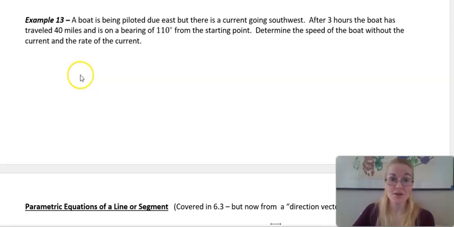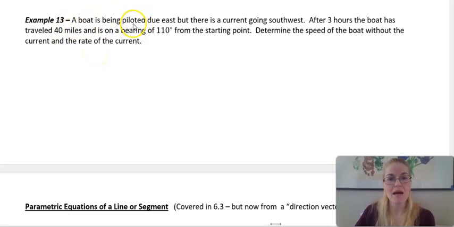And this is our last video on our 6.1 class notes on vectors. So we've got one more example that has to do with velocity vectors, but also we're going to use rate times time equals distance and actually end up drawing directed distance line segments. So let's look at this example.